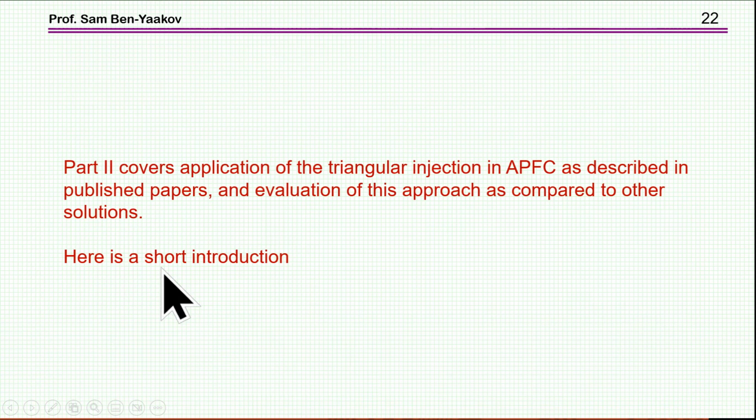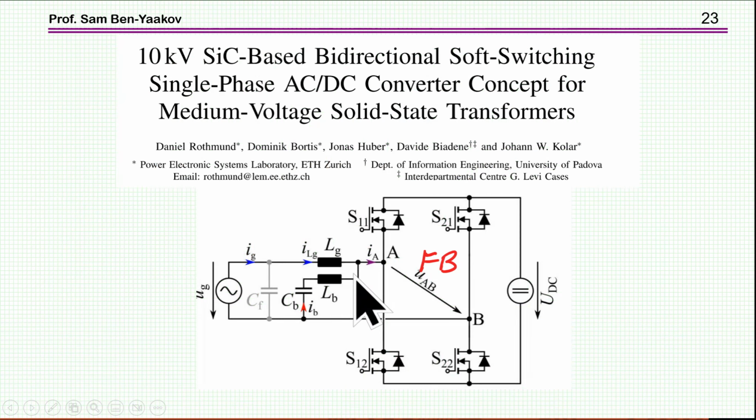Now in part 2, I'm going to show some applications as published in some papers, and also I'm going to evaluate this approach against conventional or other approaches to see how good it is in various aspects. And here I'm going to give a very short introduction to what I'm going to show in detail in part 2. So the first paper I'm referring to is a paper by Professor Kohler and some students of his group.